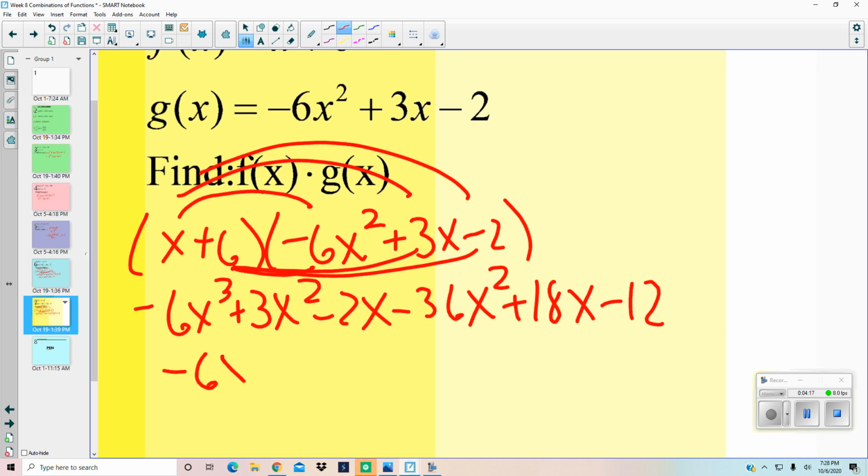the like terms. There's only one x cubed term. There's two x squared terms. It should be a 33x squared. Two x terms and one constant.